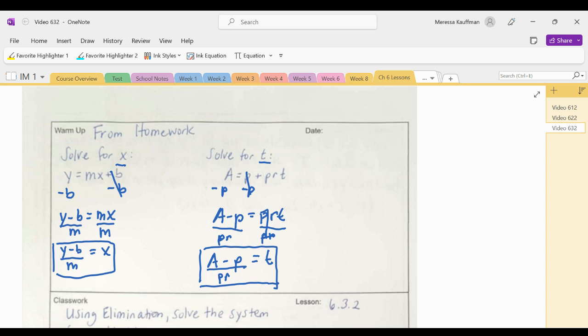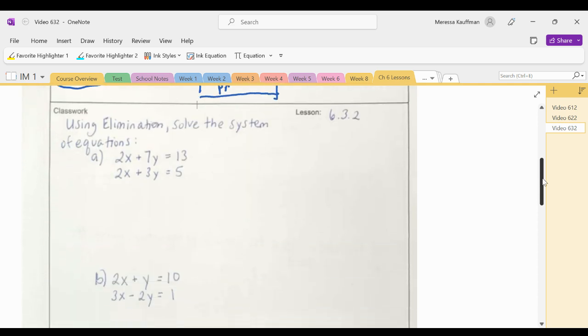All right, so that was from your homework. I thought those two were probably the most difficult and helpful to have someone to show you again. All right, let's move on to system of equations.